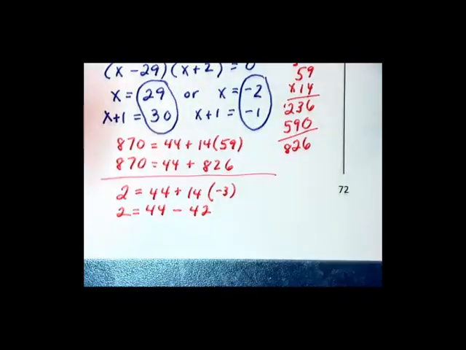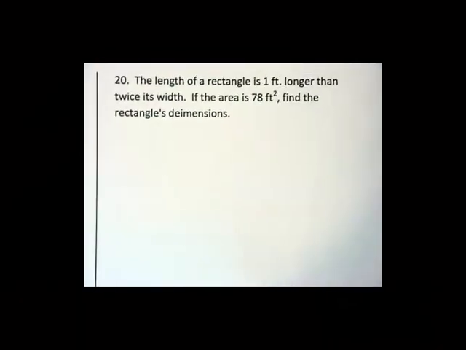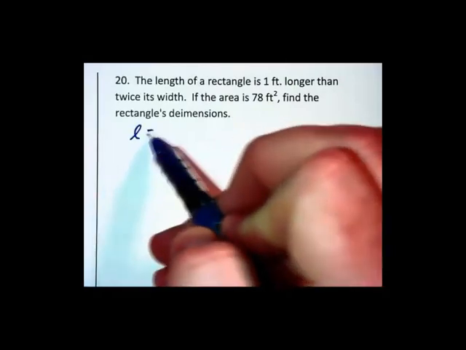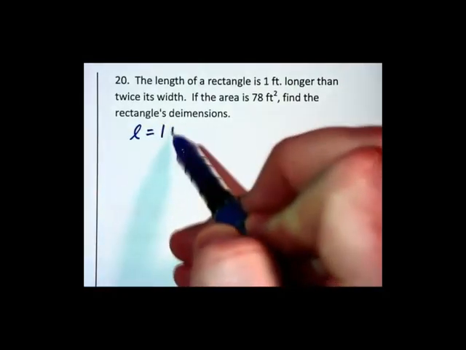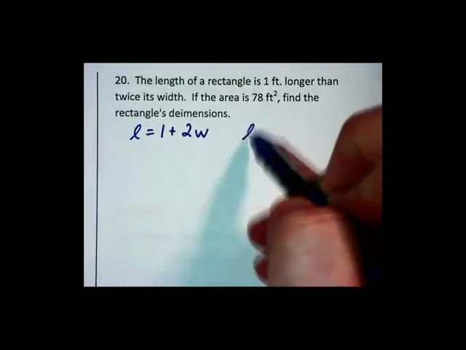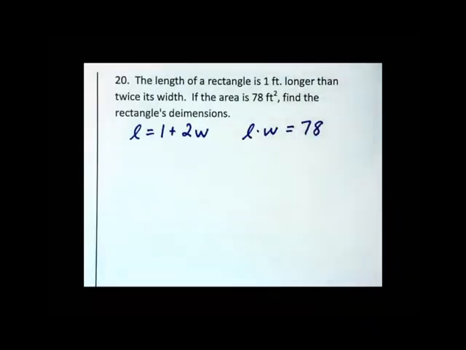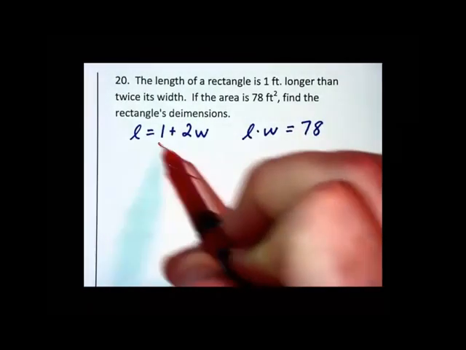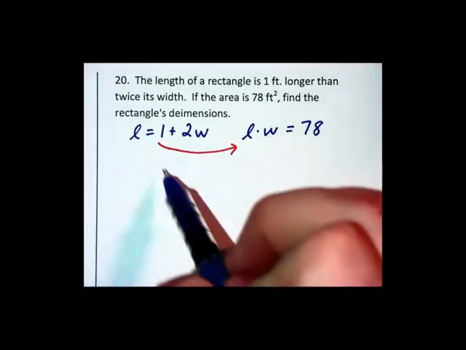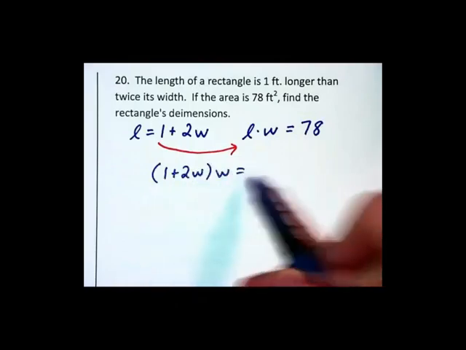Okay, moving on to another word problem. The length is 1 longer than twice the width. The length is 1 plus twice the width. The area, that's length times width, is 78. There's my two equations. I'm going to substitute the first into the second. So the second one becomes 1 plus 2w times w is 78.